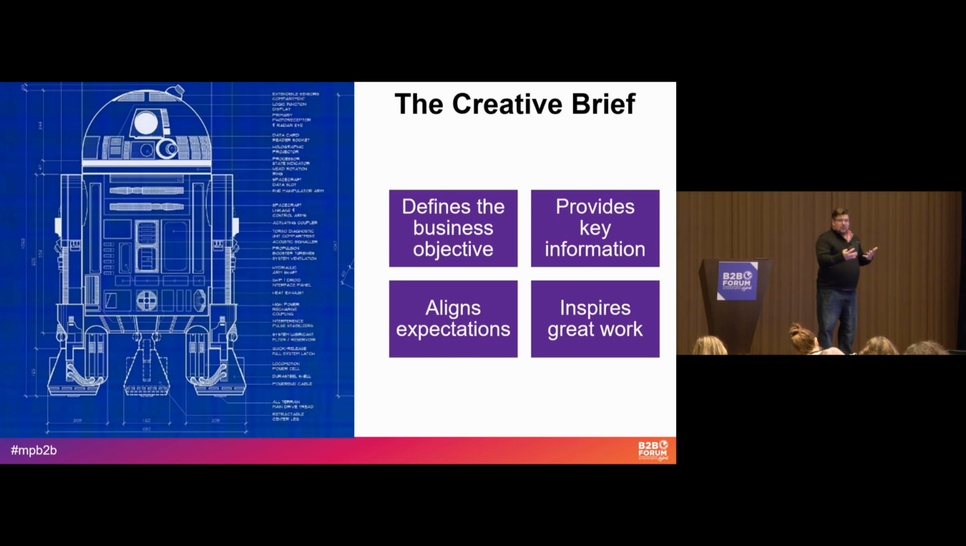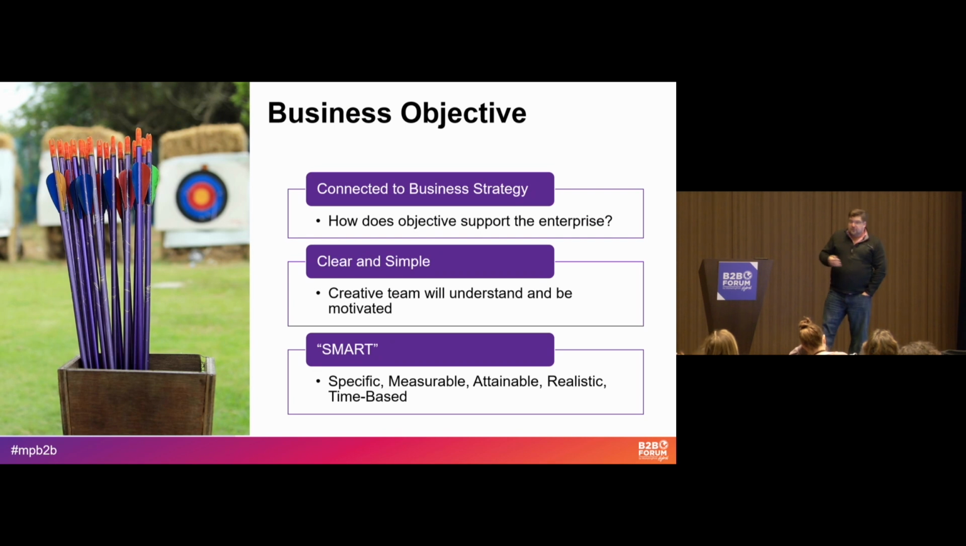It's a blueprint for what you're looking for out of your creative, whatever the execution is. So the first thing you need to lay out is, what are you trying to do? What is the objective for this execution? It's got to be simple. Ideally, use the old school SMART thing: specific, measurable, attainable, realistic, and time-based.